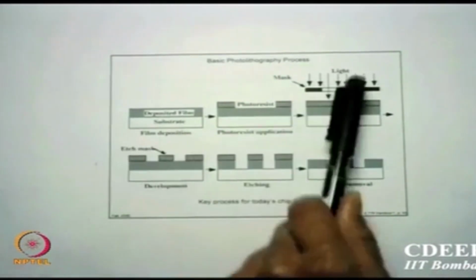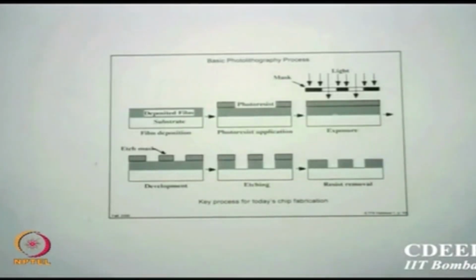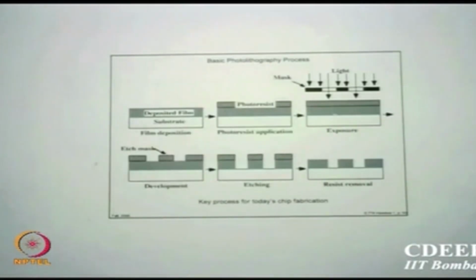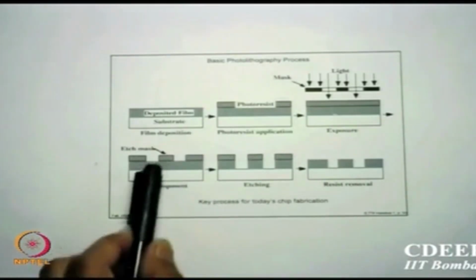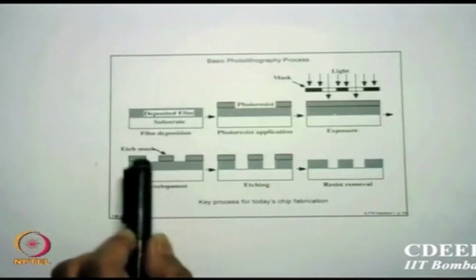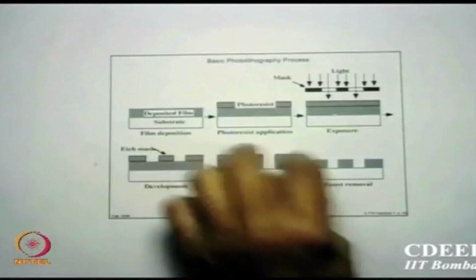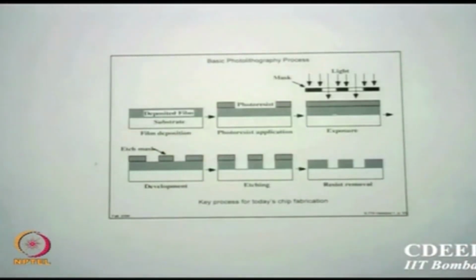Since this part was soft, when I put it into the developer, that part got dissolved, and since these were the dark areas where light did not go through, those remained hard. So I removed the resist from this area. Now if I want to create a window in this deposited film, which is the mask area I have decided, then I start etching the film with the resist already on top. Resist is a hard material, it does not get etched in the etchant for this film. So it protects the film beneath it.